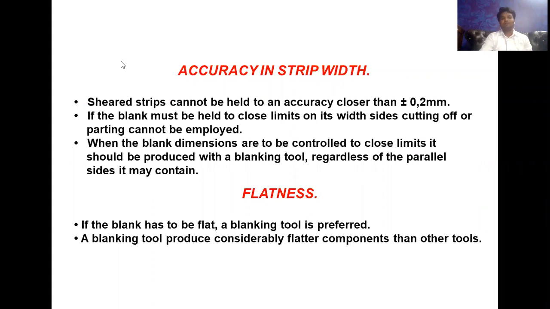Accuracy in the strip width: a sheared strip cannot be held to an accuracy closer than plus or minus 0.2 mm. If the blank must be held to close limits on its width, side cutoff or parting cannot be employed. When the blank dimensions are to be controlled to close limits, it should be produced by a blanking tool regardless of the parallel sides it may contain. So the accuracy of the strip is no closer than plus or minus 0.2 mm; you cannot hold it closer than that.